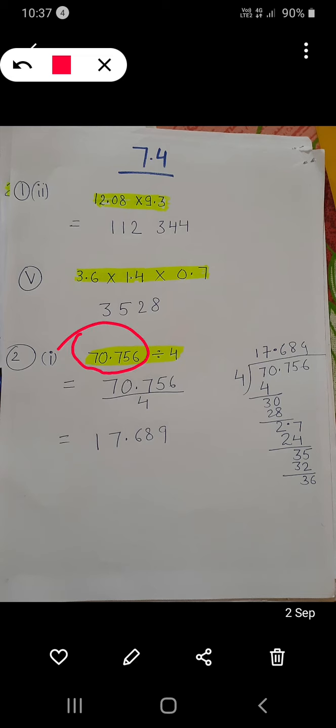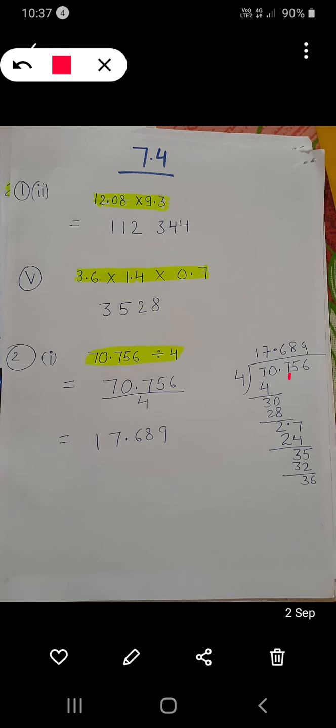Children, in the numerator, there is a decimal number. And in the denominator, it is not a decimal number, it is a whole number. So children, you will simply divide the numerator by the denominator. You will do your rough work here. When the decimal comes, we will put the decimal as it is in the answer. So children, by this way we got the answer 17.689, and after putting the decimal we will continue the division work.